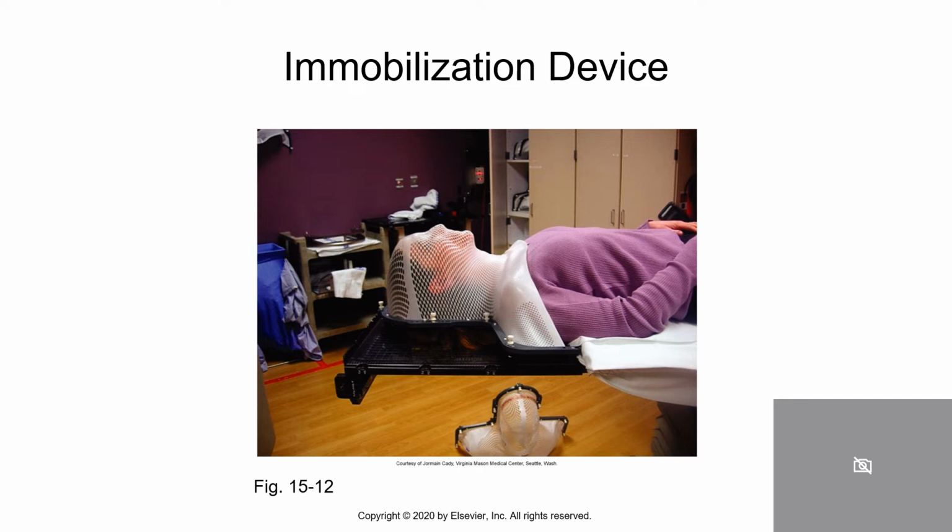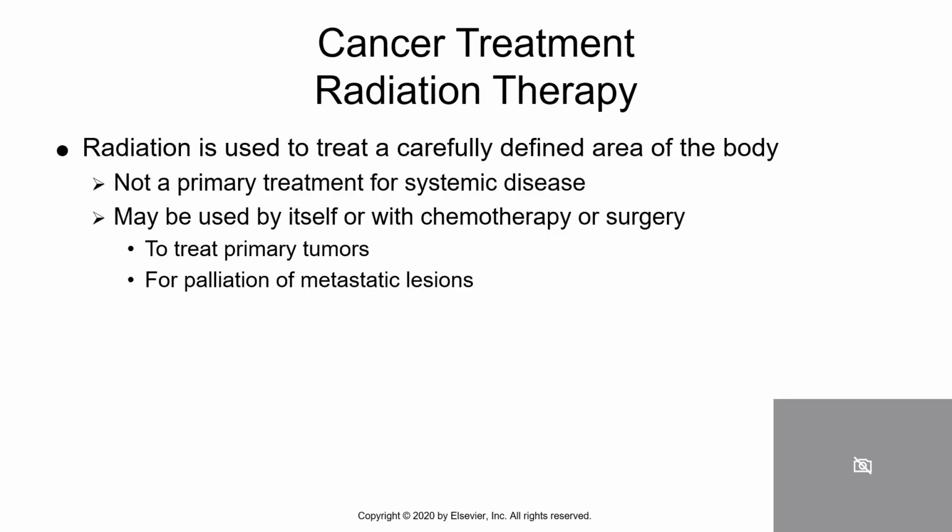And this is an example of a patient who is positioned on a simulator, which is the diagnostic x-ray machine. And the diagnostic x-ray machine is able to recreate the actions of the linear accelerator that would occur during treatment, so that they can go ahead and mark the fields that are going to be targeted. So remember that radiation is used to target a carefully defined area of the body. That's the reason they have to be so specific when they're determining the radiation field.